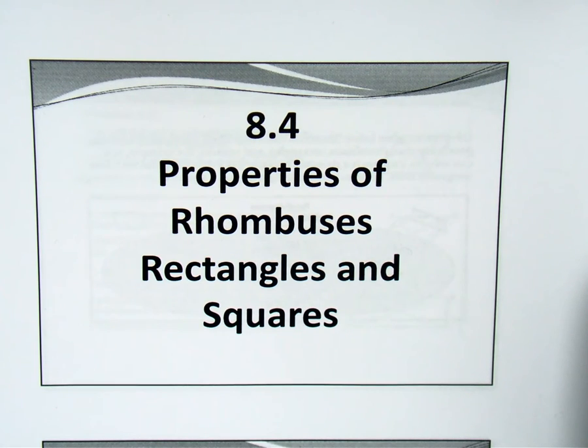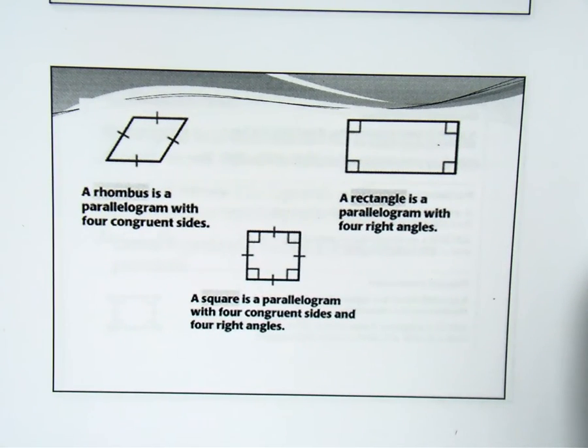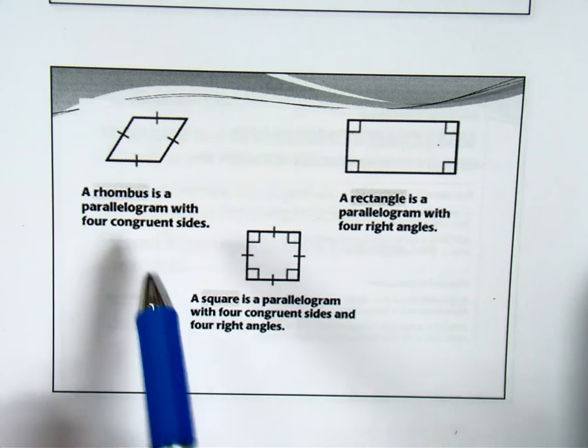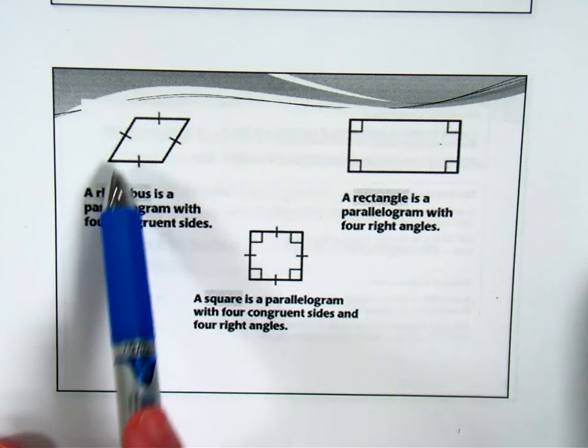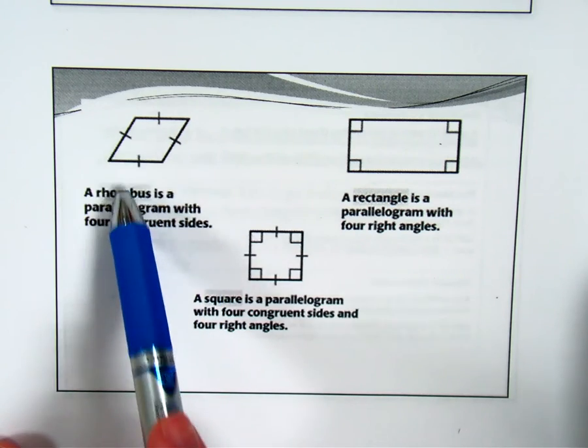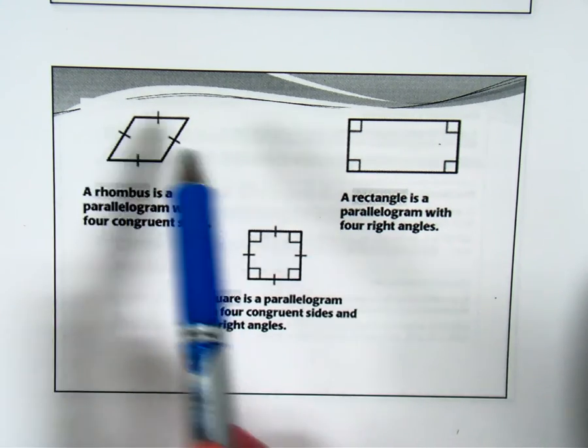Alright kids, here we are with 8.4, properties of rhombuses, rectangles, and squares. These are all special types of parallelograms. A rhombus is a special parallelogram that has all four sides the same. Just all four sides the same, it doesn't have to have anything special about the angles.